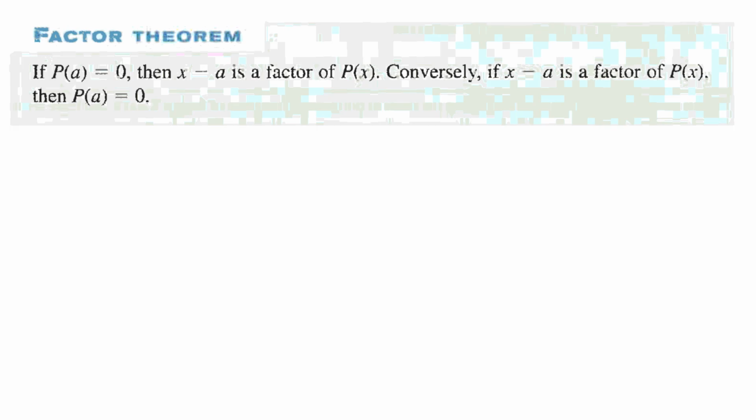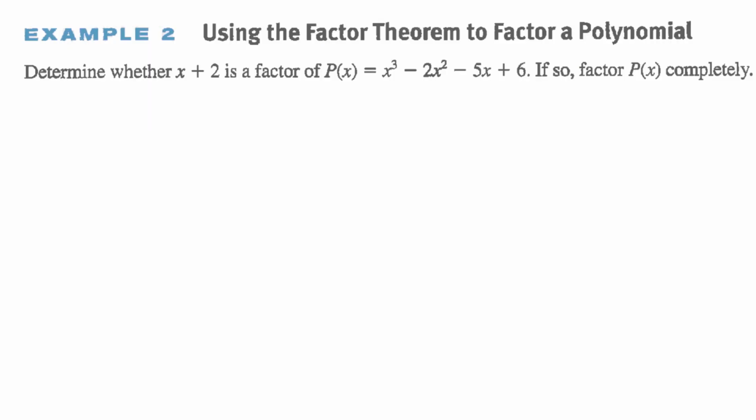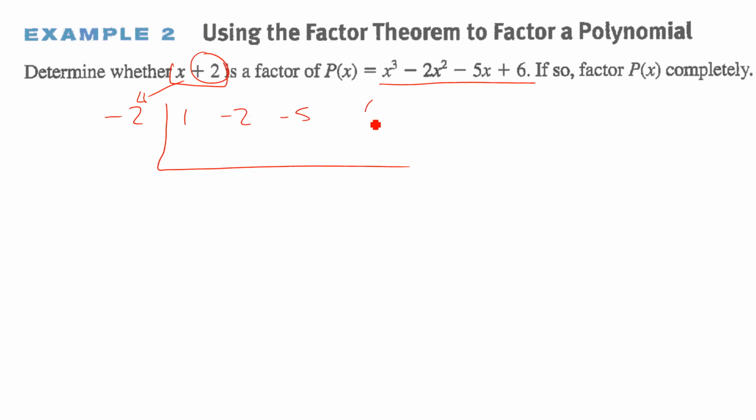All right, the factor theorem adds on to the remainder theorem. It says that if the remainder is 0, then x minus a is a factor. So we're saying, is this a factor? Only if the remainder is 0. So let's figure out whether x plus 2 is a factor of this polynomial. Remember, when we do synthetic division, we're going to use the zero. So the zero here is not positive 2, but negative 2. And our coefficients are positive 1, negative 2, negative 5, and 6.